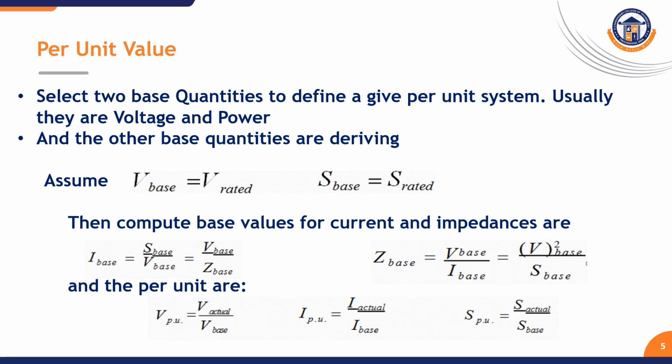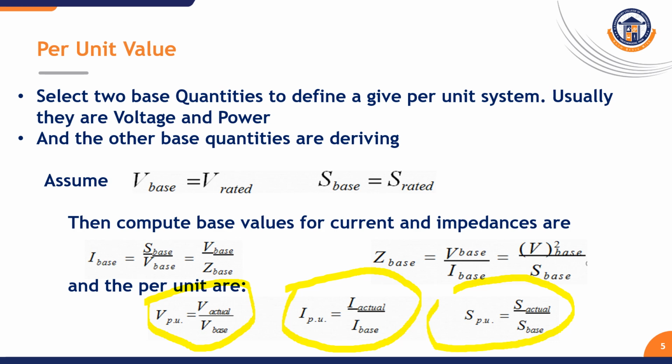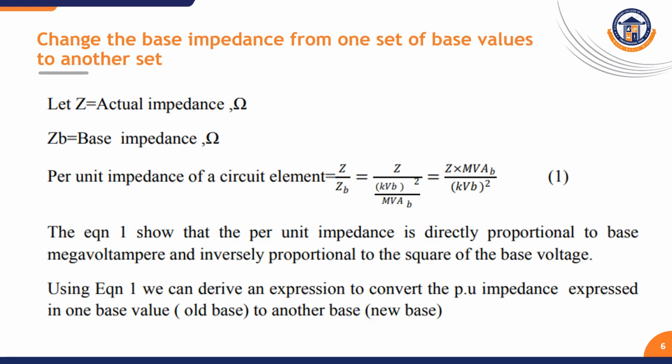And the per unit value, we all know the basic formula: per unit value is actual value by base value. So from that, V per unit is equal to V actual by V base. Similarly, current per unit value is equal to current actual by current base, and power S per unit is equal to S actual by S base, right? From that we can develop the equations for per unit value of voltage, current and power.